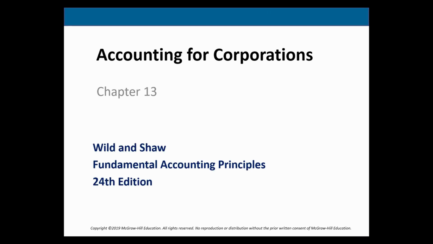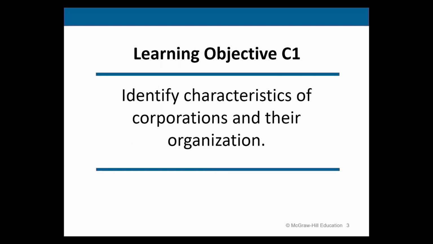Chapter 13 is dealing with accounting for corporations. Last week, we talked about accounting for partnerships, and we talked about how we figure out how much income and loss would be distributed to each one of the different partners in a partnership. Well, this time, we're talking about the particulars that take place for corporations. So we'll identify the characteristics of corporations and their organization.